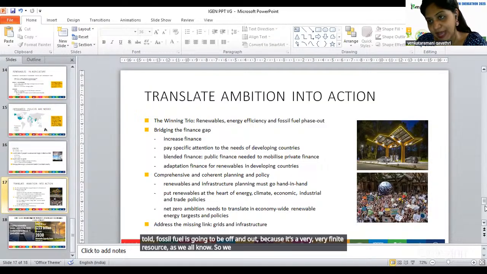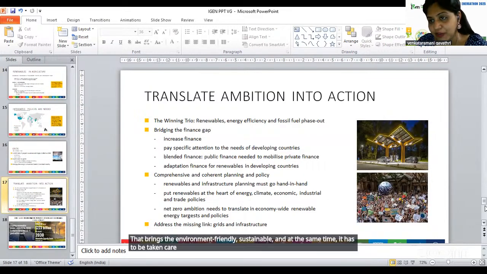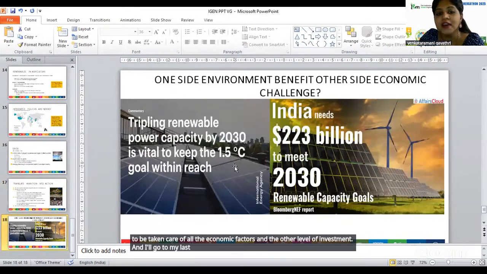So we need to have a balance and a very well-developed grid infrastructure that is environmentally friendly and sustainable, and at the same time takes care of all the economic factors and the other levels of investment. And I'll go to my last slide. Just want to show this. On one side we are thinking about the environment, and on the other side we are thinking about the required investment.